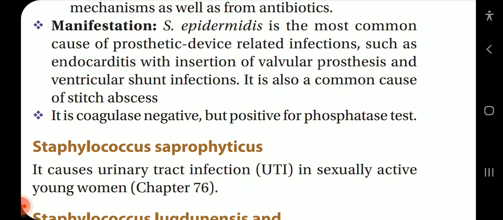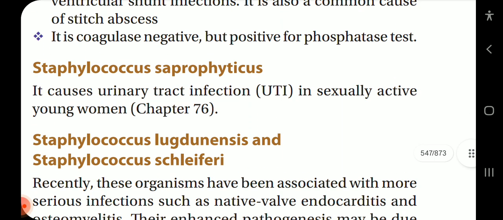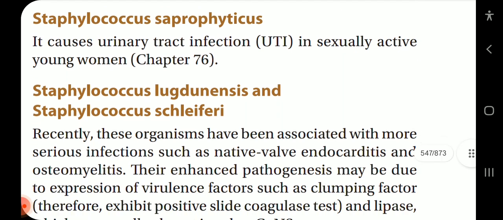Manifestation. Staph epidermidis is the most common cause of prosthetic device related infections such as endocarditis with insertion of valvular prosthesis and ventricular shunt infections. It is also a common cause of stitch abscess. It is coagulase negative but positive for phosphatase test.